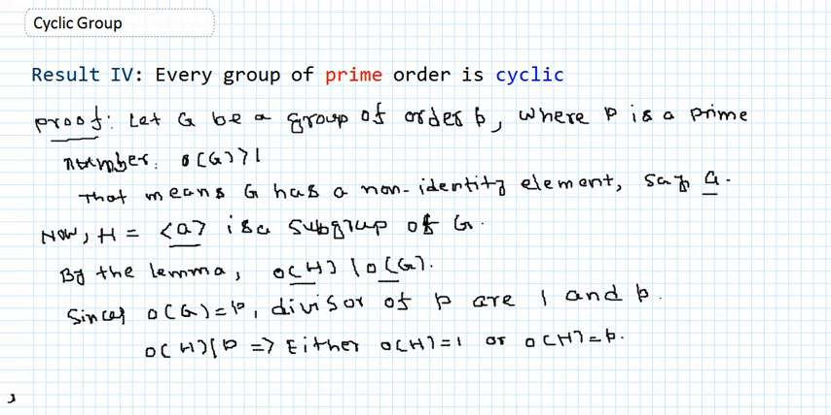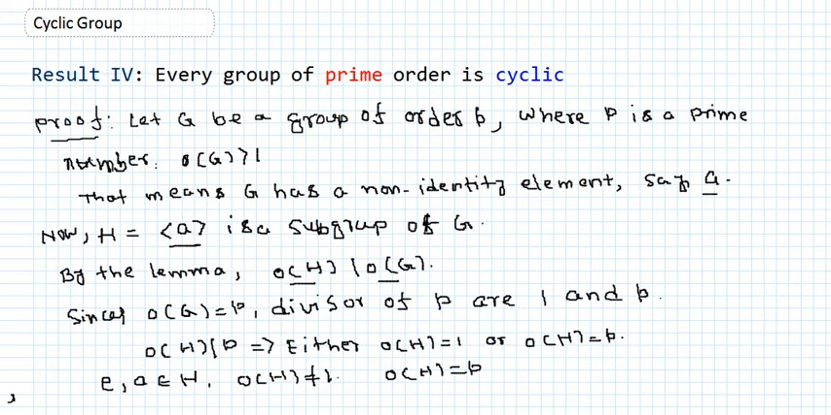H is a subgroup generated by a non-identity element, and since each subgroup must contain the identity element, H contains the identity element as well as the non-identity element A. That is the first criterion to be a subgroup. So the order of H can't be equal to 1, and because the only possibility for the order of H is P, the order of H must be equal to P, because there are no other possibilities.